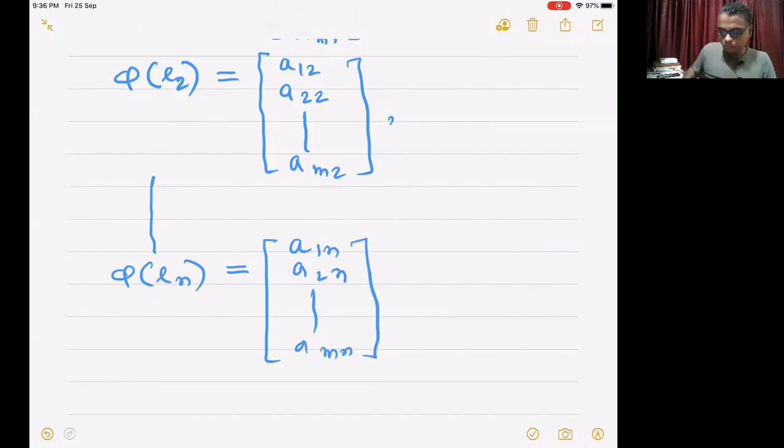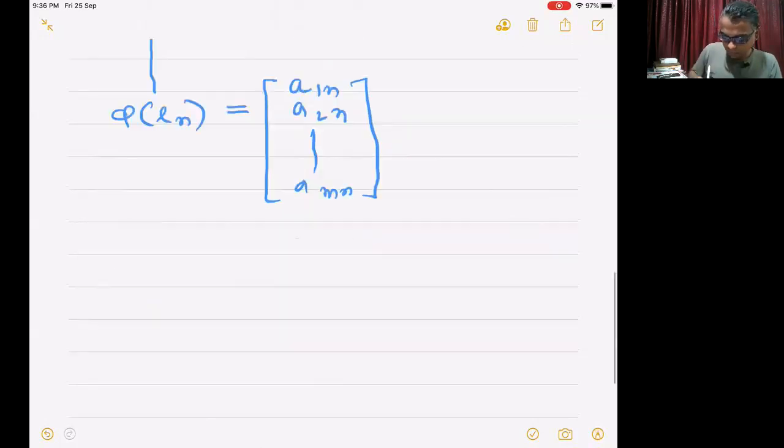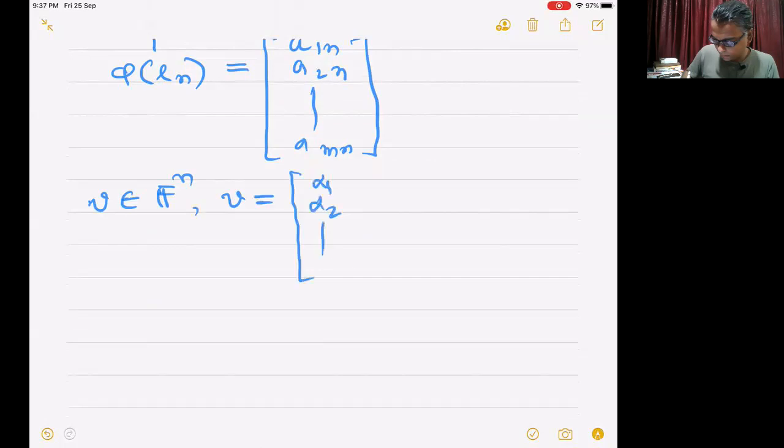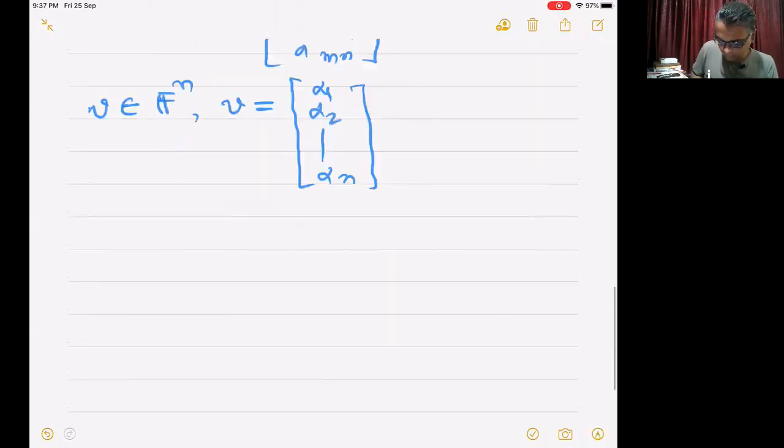Okay, now consider this arbitrary vector, say V in F to the n, where V is this n-tuple given by alpha 1, alpha 2, dot, dot, dot, up to alpha n. Clearly, the way we have written these basis vectors, this is nothing but alpha 1 into E1 plus alpha 2 into E2 plus dot, dot, dot, up to alpha n into En.